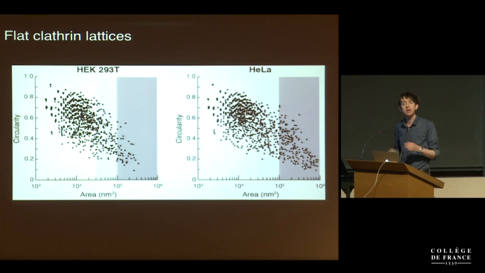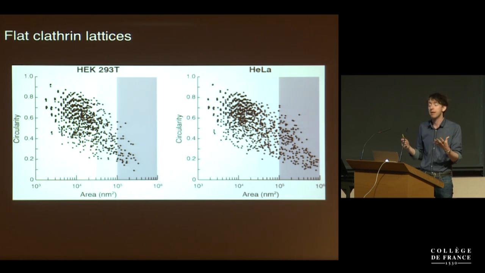So in the HeLa, we can estimate that these large structures account for 80% of all the clathrin associated with membranes. And this accounts for around 10% of the plasma membrane. So this is a significant proportion.